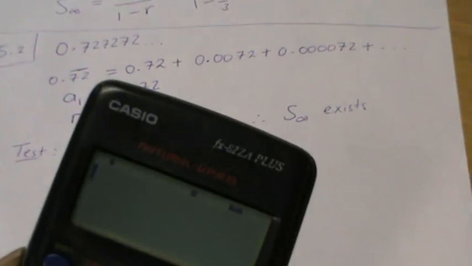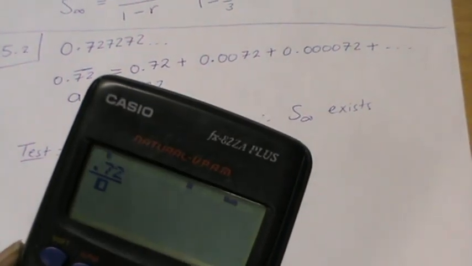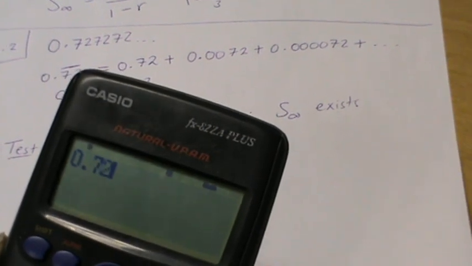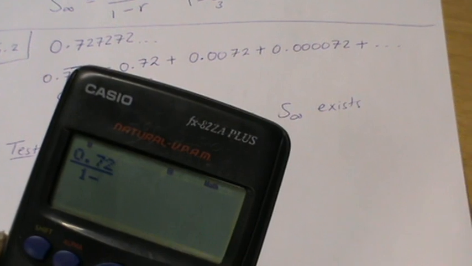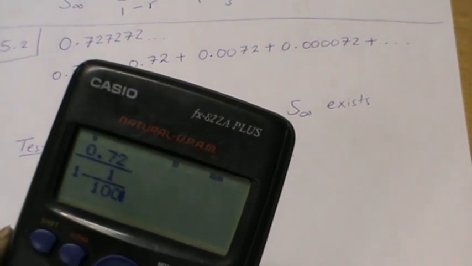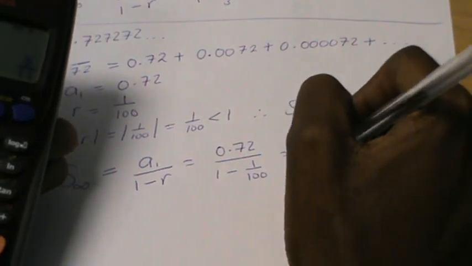So what do I have? 0.72, let's see, this is 0.72. Then I have 1 minus this fraction. Okay, I have 8/11. So I have 8/11.